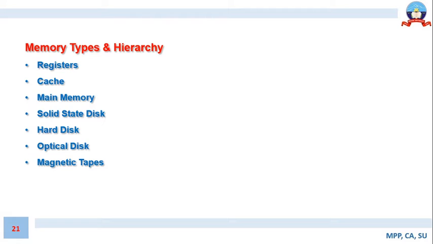Then we have memory types and hierarchy. Now this is a very important representation that all of you need to understand. As I've said, there are different types of memory in a computer system. Let us try to understand each of these memory types in greater detail. You have registers, cache, main memory, SSD (solid state disk), hard disk, optical disks, and magnetic disks. These are all data storage devices.